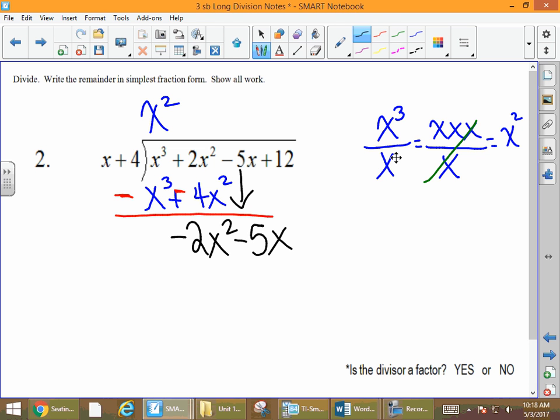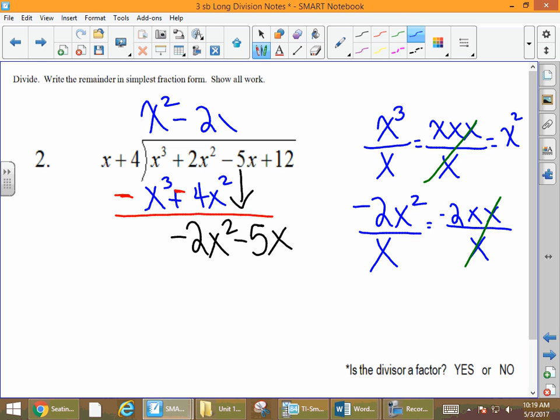Repeat the process. We're going to take the highest degree term, in this case now it's negative 2x squared, and we're going to divide by x. If you need to, this is negative 2x times x divided by x. And what happens is that one of those x's cancels out, and we're left with negative 2x, which is what's going to be part of our quotient, our answer to our division problem.